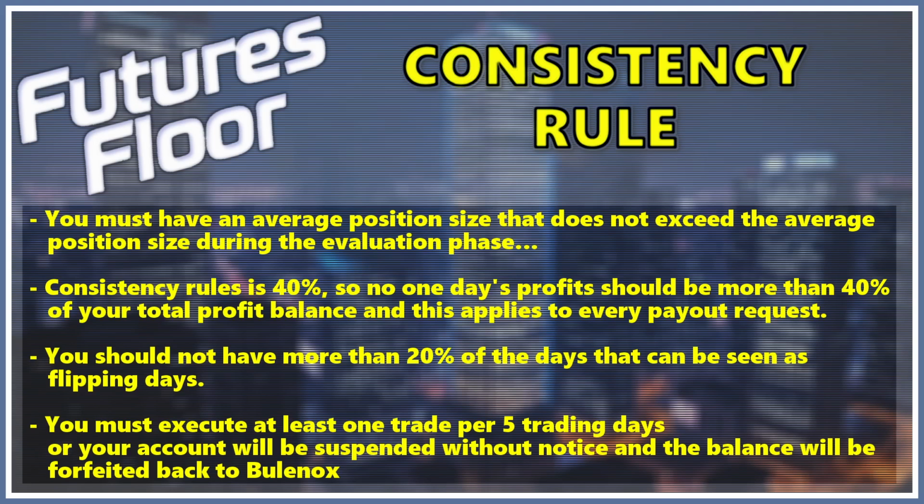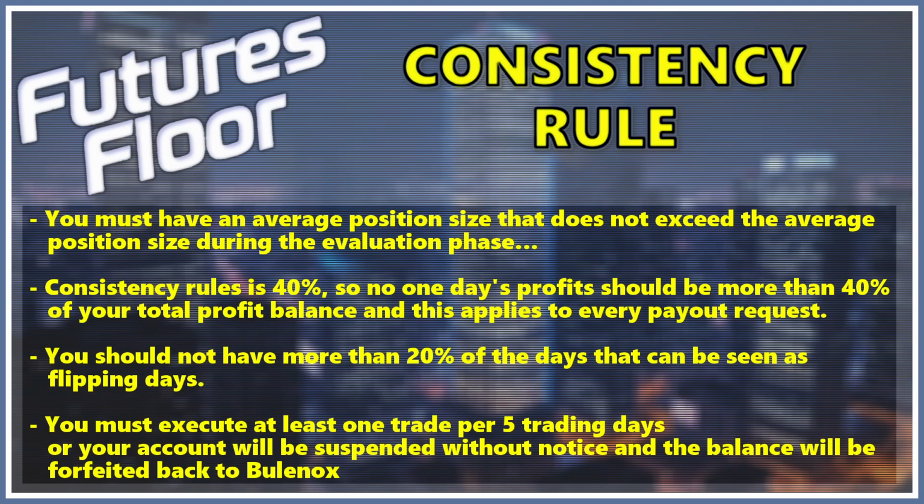But as I mentioned, it's not one of my favorite rules because it's not ambiguous. It's very clear, but they don't provide you with the information of what your average position size was in your evaluation. So they lose points in my book for that. It also doesn't say what happens if you exceed it. Do you lose the account? Is one of your payments denied? Are all the profits removed? So, in my opinion, this is one of the rules that needs clarification. The consistency rule is 40%. This is an easy one.